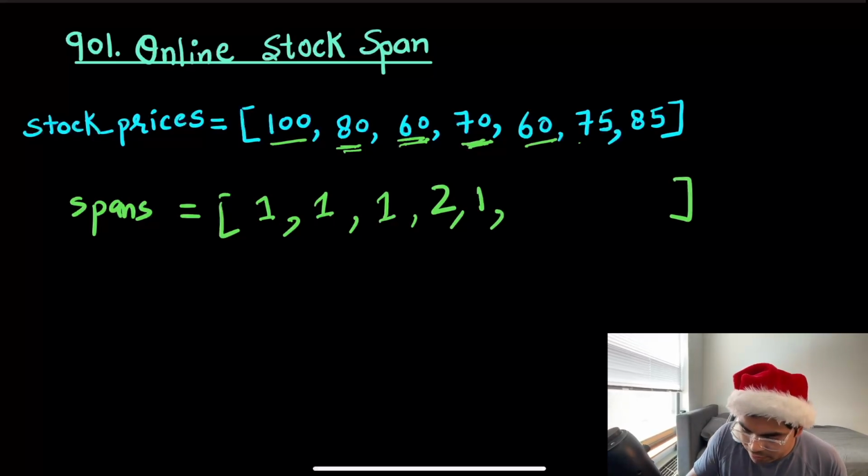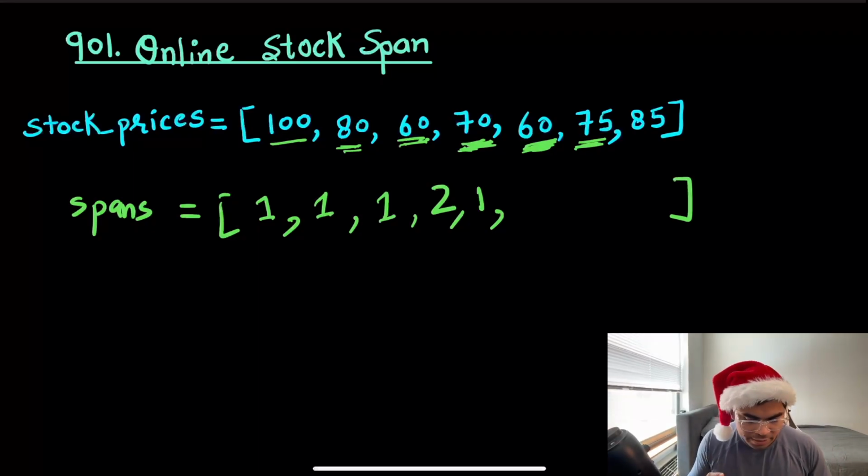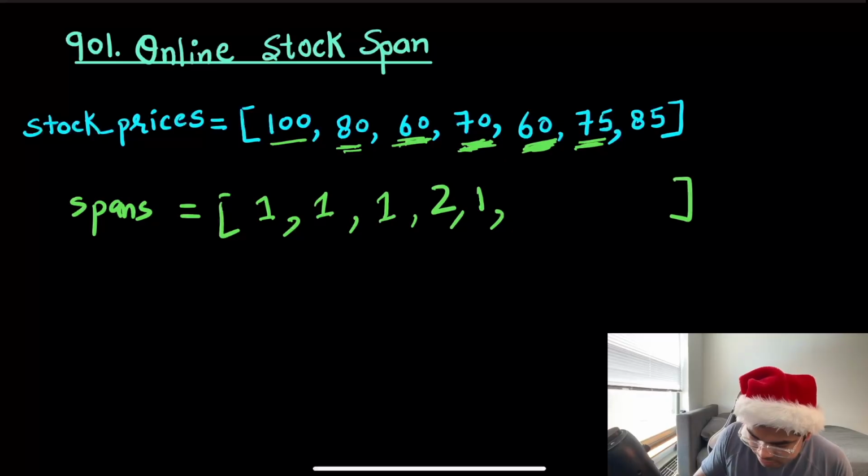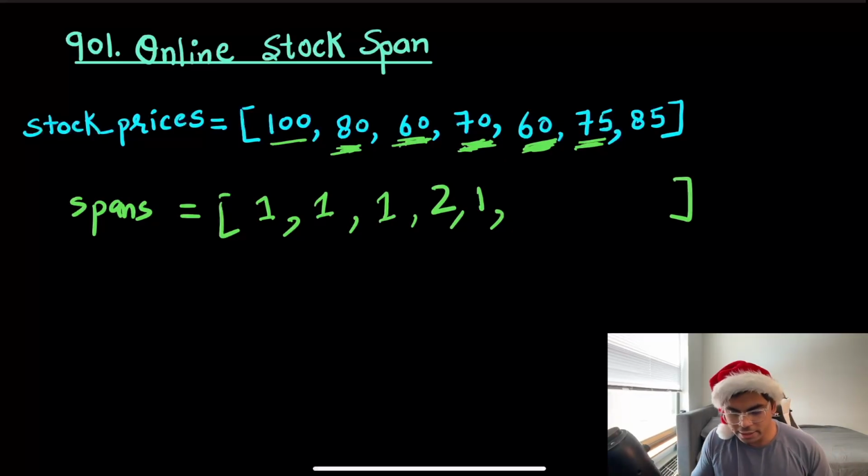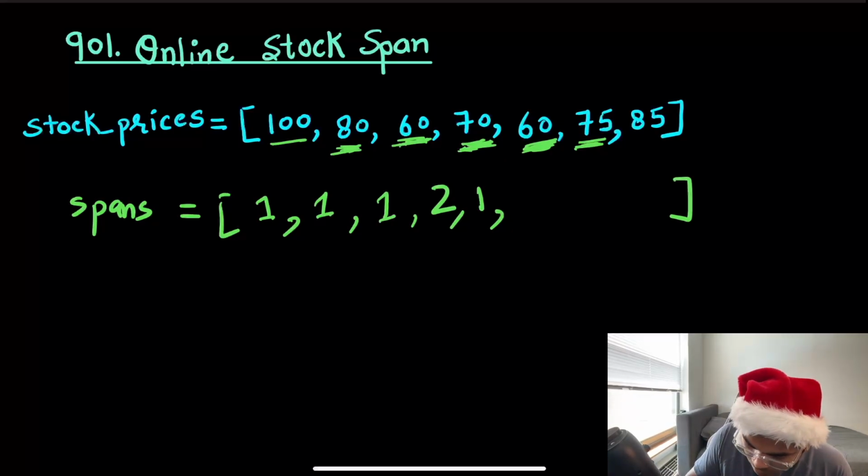Now how about 75? This is tricky. So 60 is 1, 70 is another because they're both less than 75. So now there are 3, basically 75, 60, 70. These are less than or equal to 75. So 3 spans so far. 60, yes. 80, no. 80 is greater than 75. So it's going to be 1, 2, 3, and 4 for 75. So that will be 4.